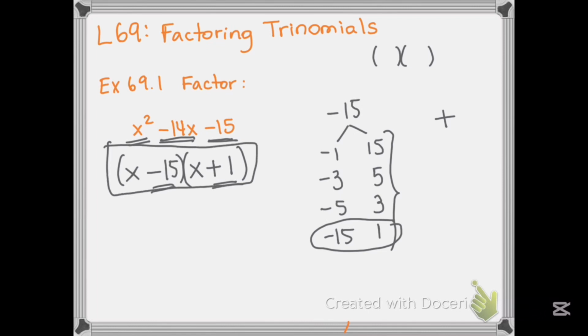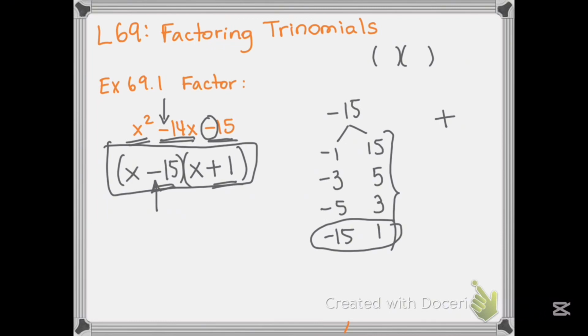I want you to notice that the signs in this case are different. We have a positive and a negative because of the negative here. When we have a negative on that last term, we have to choose a positive and a negative. And notice that this negative tells us the sign of the biggest number. Since we need a negative 14 result, we need 15 to be the negative so that when we add, we have negative 14 left over.